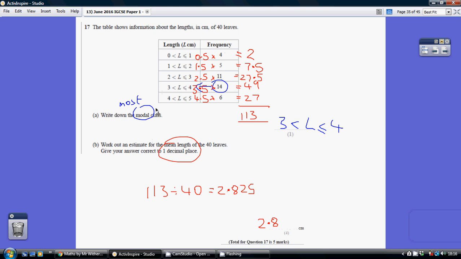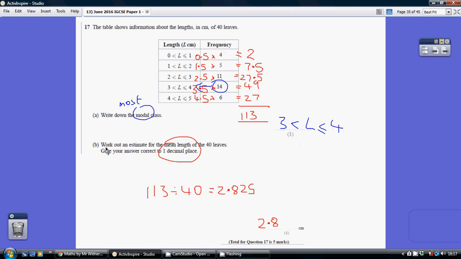So you want the class, you just literally copy that down there. You don't even have to particularly know what it means. So copy that down exactly. For what it's worth, it means the length of the leaf is greater than 3 and less than or equal to 4. But just copy that down.